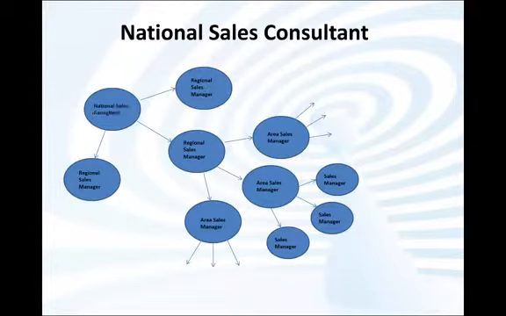Now, the Regional Sales Manager at the top of this diagram does the same with Area Sales Manager B and C, turning them into Regional Sales Managers, which now increases their rank to National Sales Consultant. Note that to achieve all ranks up to National Sales Consultant, the 3 ranks required below have to be frontline.